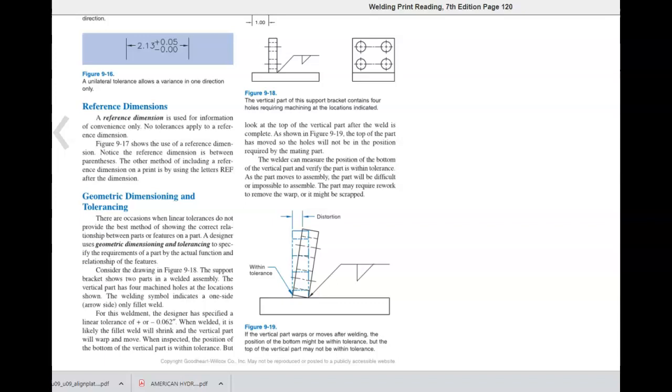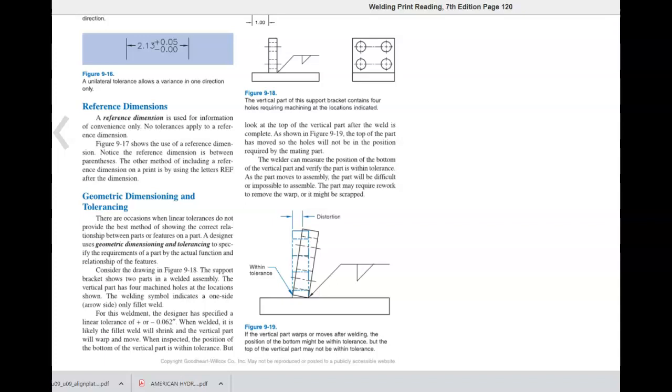The support bracket shows two parts in a welded assembly. The vertical part has 4 machined holes at the location shown. The welding symbol indicates a one-side, or arrow-side only, fillet weld. For this weldment, the designer has specified a linear tolerance of plus or minus 0.062 inches. When welded, it is likely the fillet weld will shrink and the vertical part will warp and move.